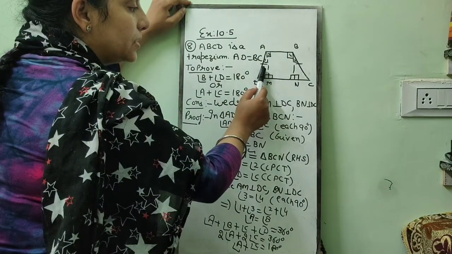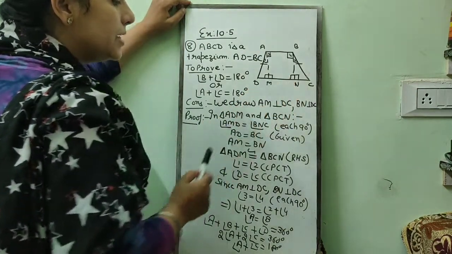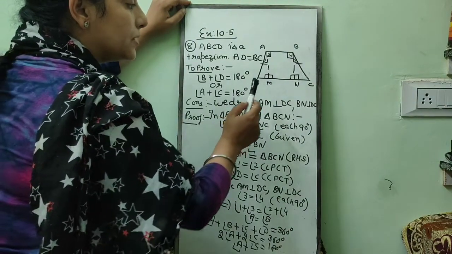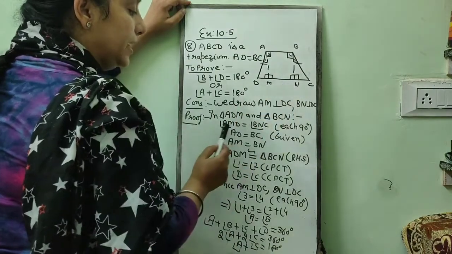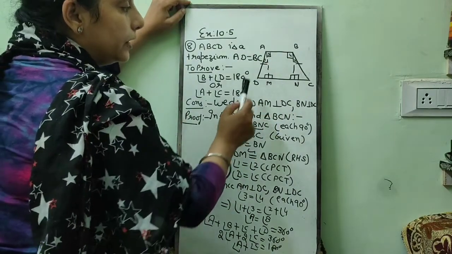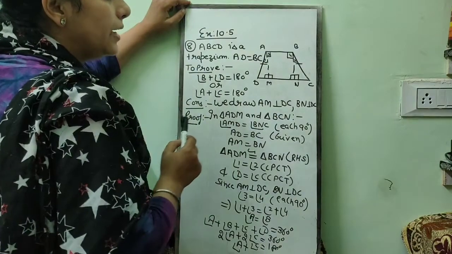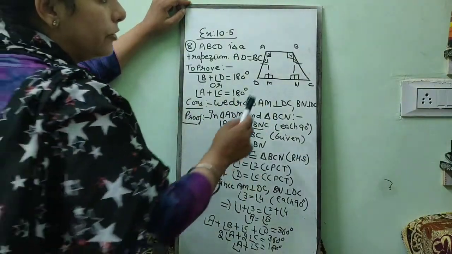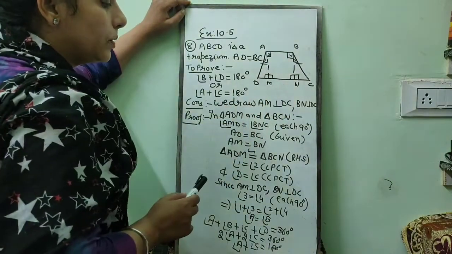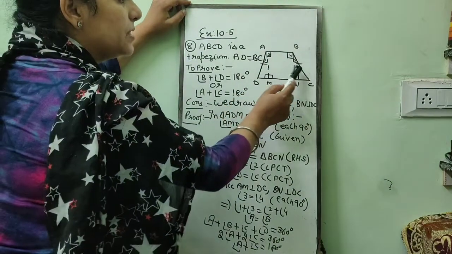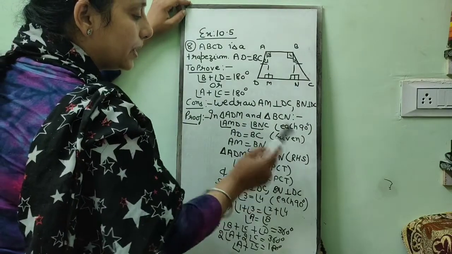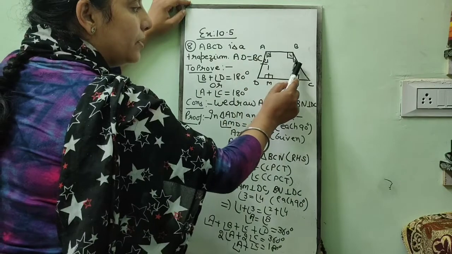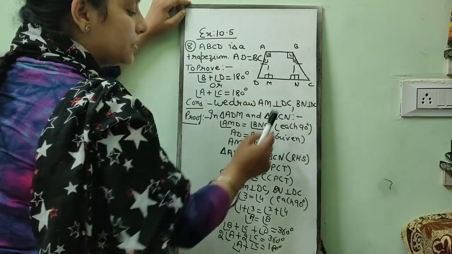Now come to the proof. We are taking triangle ADM and triangle BCN. We will prove these two triangles congruent. Angle M is equal to N, each 90. Then AD is equal to BC. And finally, AM is equal to BN. Clear? We have drawn these perpendiculars, so these will be equal. It means triangle ADM is congruent to triangle BCN by RHS. With CPCT, angle 1 and 2 are equal and angle D and C are equal.